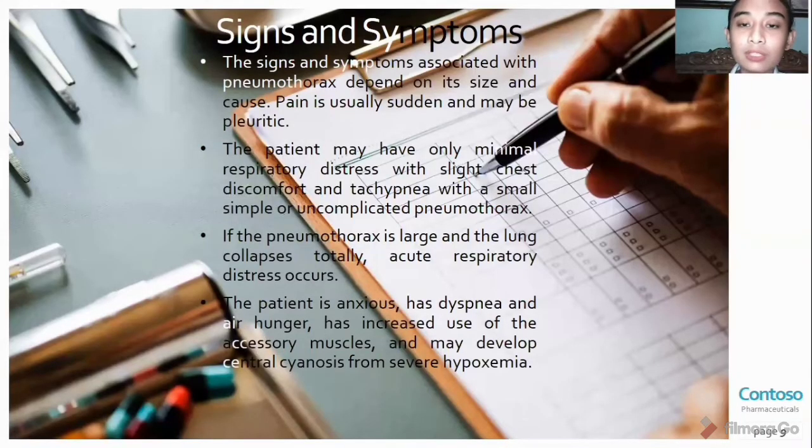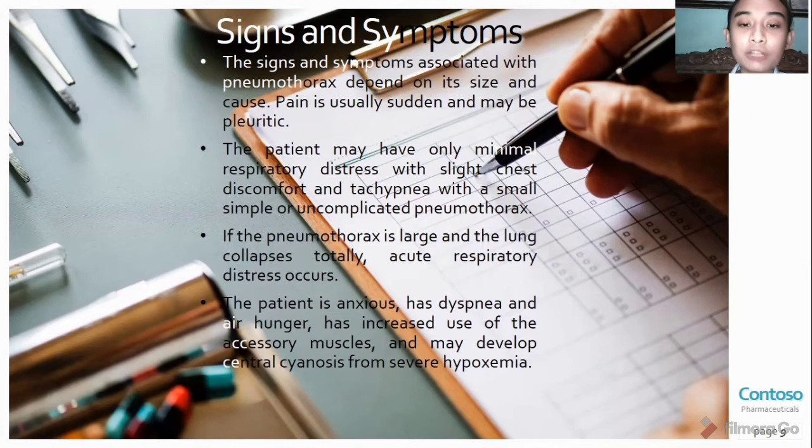The signs and symptoms associated with pneumothorax depend on its size and causes. Pain is usually sudden and may be pleuritic. Patient will describe this as having pain in the chest. The parietal pleura is rich in sensory nerves, while the visceral pleura, which covers the lung, lacks sensory nerves.